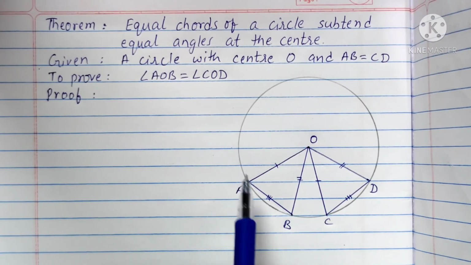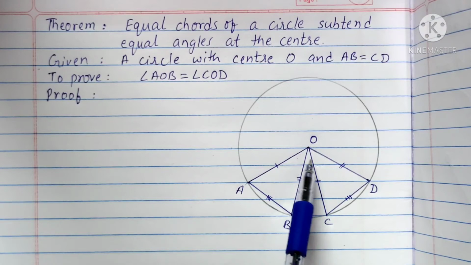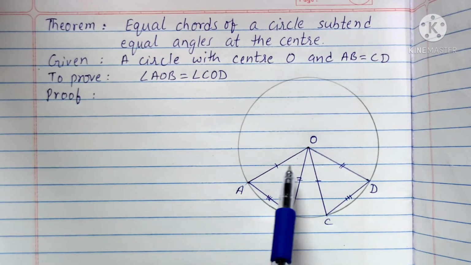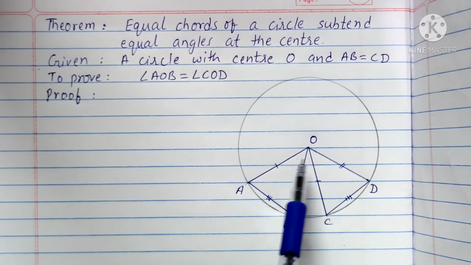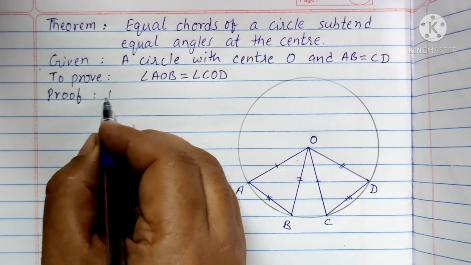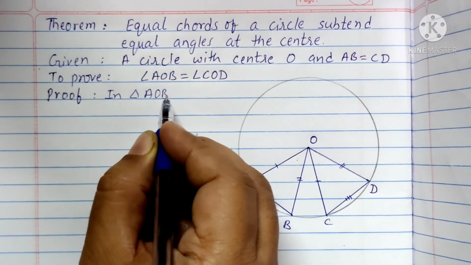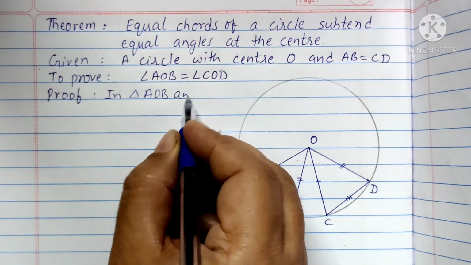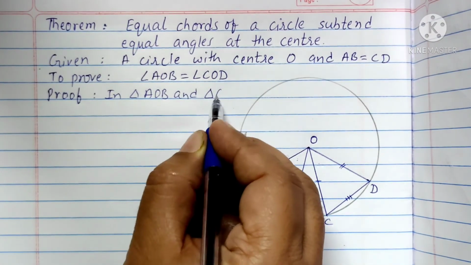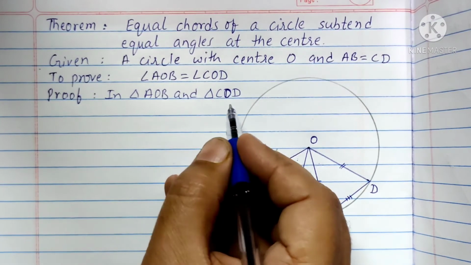And what we have to prove? That these chords AB and CD subtend angle AOB and angle COD at the center, and we have to prove that these two angles are equal. So for proving these two angles equal, we'll prove the two triangles congruent: triangle AOB and triangle COD. We are going to take these two triangles.